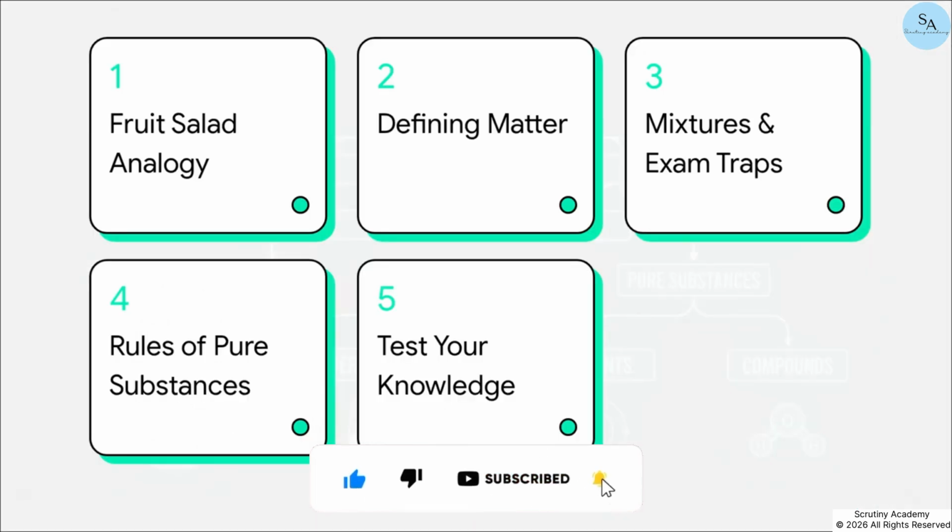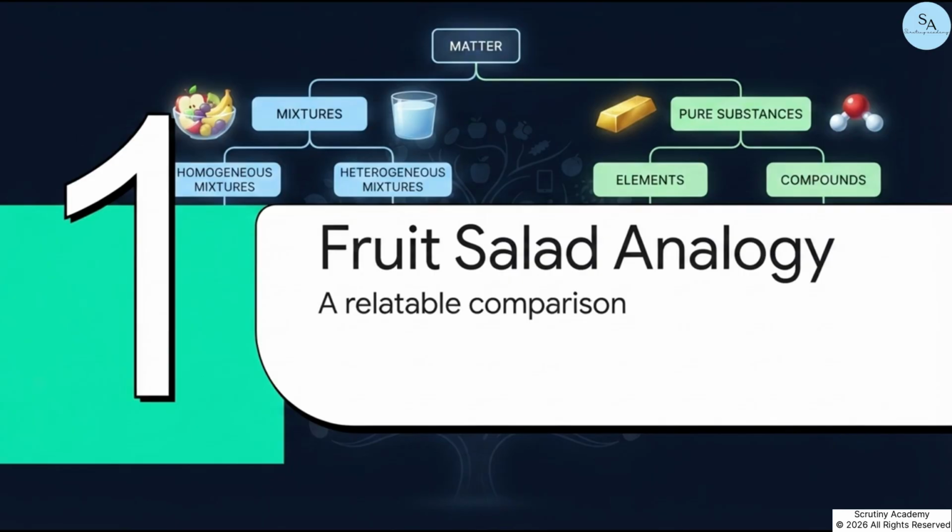Here's our game plan for today's map. First up, the fruit salad analogy. Then, defining matter. Third, we'll tackle mixtures and exam traps. Fourth, the rules of pure substances. And finally, number 5, we'll test your knowledge. All right, let's jump straight into section 1, the fruit salad analogy.